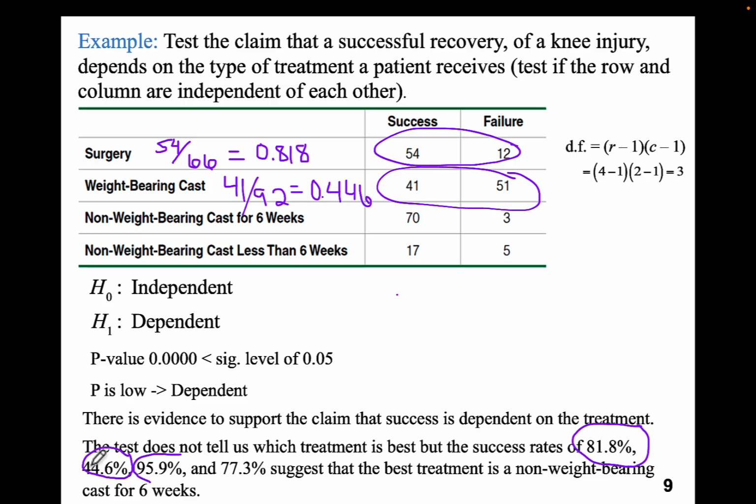44.6% was the success rate for a weight-bearing cast. 95.9% was the success rate for the non-weight-bearing cast for 6 weeks. And 77.3% was the success rate for the non-weight-bearing cast for less than 6 weeks. All right, so that information might be helpful to a doctor or patient or someone in this situation.